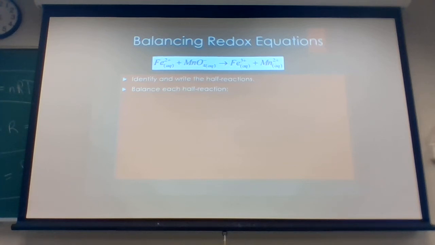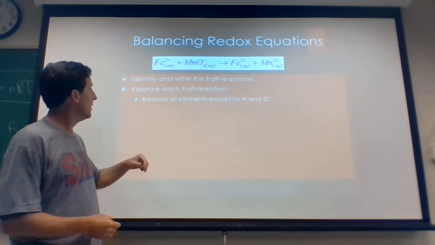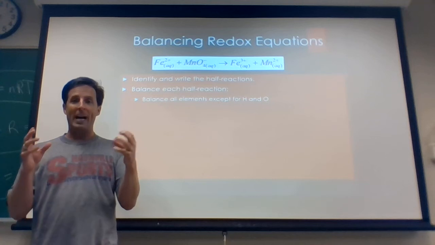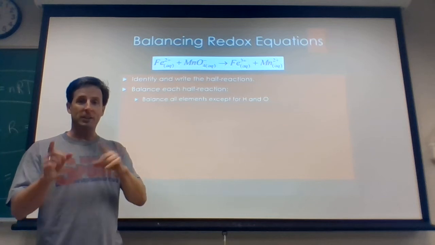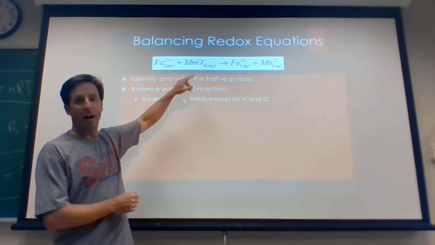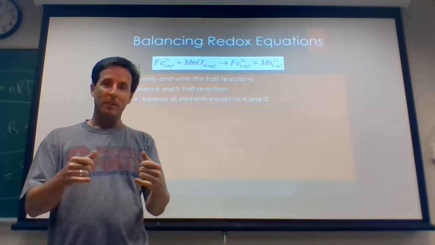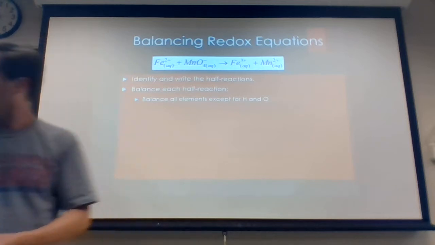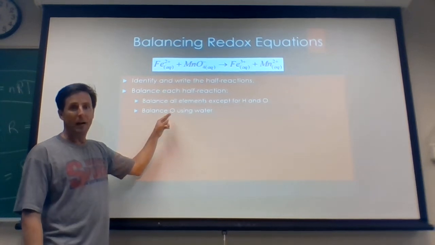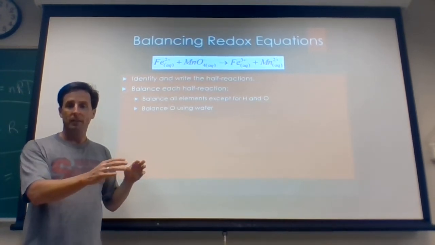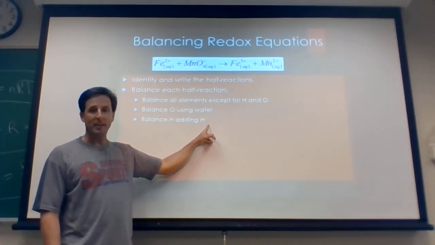Balance each half reaction, but there is a procedure we have to follow. First of all, and again, we're going to do this in a minute on the chalkboard, we're going to balance any elements that we have present in the half reaction other than oxygen and hydrogen. Like in the first reaction, we have iron. In the second reaction, we have manganese. So I would want to balance those elements first by putting coefficients wherever I need to. Once that's done, I'm going to balance oxygen by adding waters on whichever side I need.